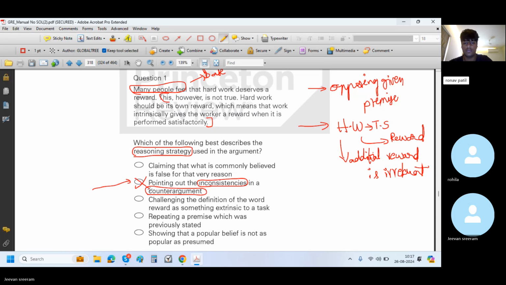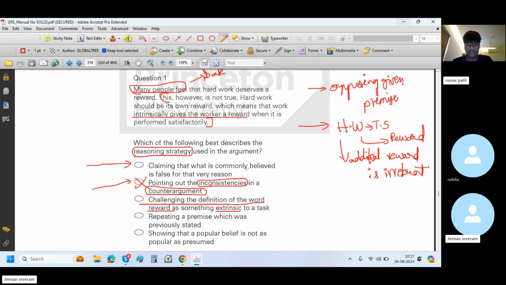So most people generally get trapped by answer choice A, but answer choice C is more clear. Answer choice A is not as clear, as it is actually talking about the organization of the argument as well. Challenging the definition of the word reward, right? As per the author, the reward is irrelevant, something extrinsic. The hard work itself is the reward. It naturally gives the worker a reward.